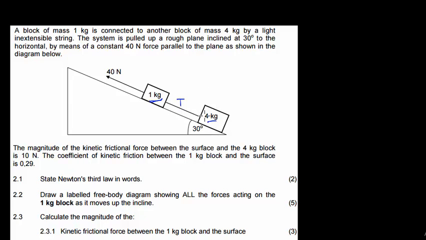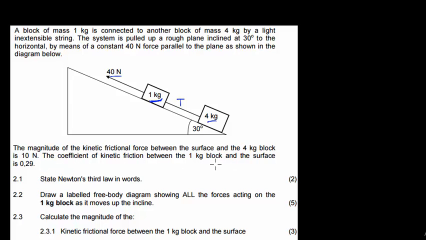If this was a string that could stretch, then the 1 kilogram block would start moving until the string has stretched to its maximum length, and only then would the 4 kilogram block start moving. So the point is that the initial velocities of both would be the same, and also the final velocity. When the one stops, the other one will stop. The system is pulled up a rough incline of 30 degrees to the horizontal by means of a 14 newton force parallel to the plane, as shown in this diagram. The magnitude of the kinetic frictional force between the surface and the 4 kilogram block is 10 newtons.